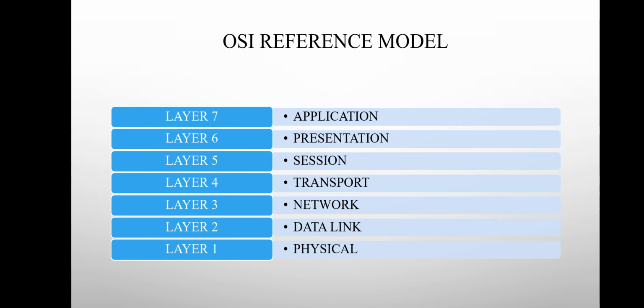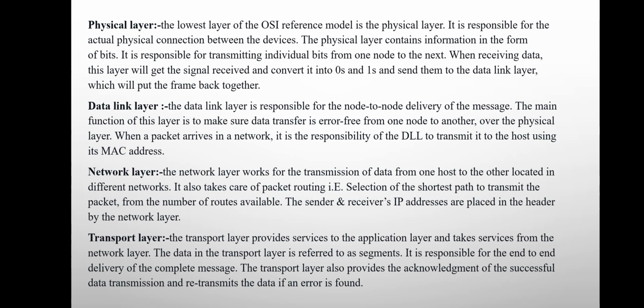Physical layer. The lowest layer of the OSI reference model is the physical layer. It is responsible for the actual physical connection between the devices. The physical layer contains information in the form of bits. It is responsible for transmitting individual bits from one node to the next. When receiving data, this layer will get the signal received and convert it into zeros and ones and send them to the data link layer, which will put the frame back together.